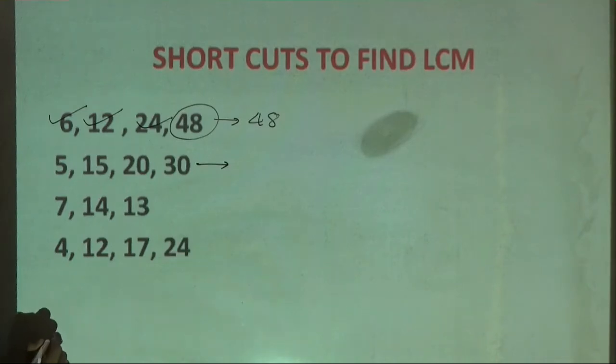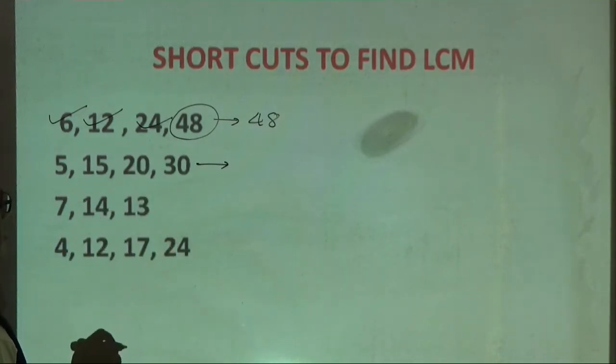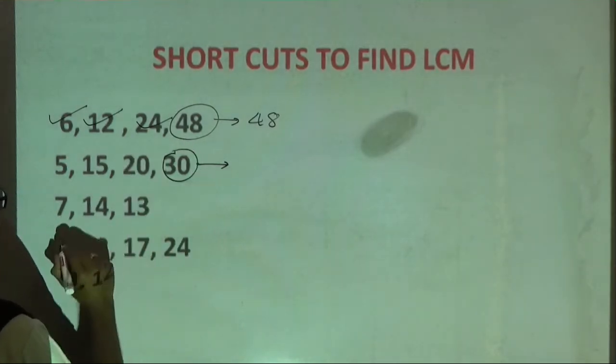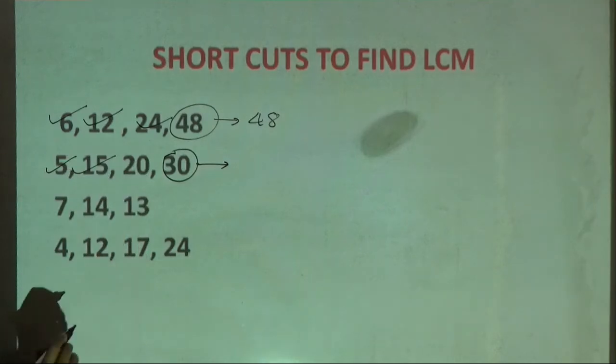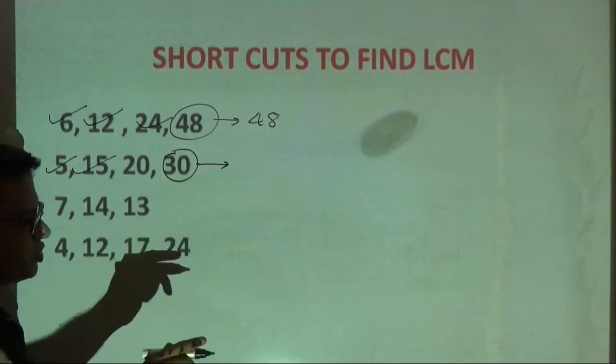Now observe. In the second problem I am finding the LCM of 5, 15, 20 and 30. The biggest number is 30. 5 can divide 30. 15 can divide 30. But 20 will not divide 30, right? So what do you need to do now?